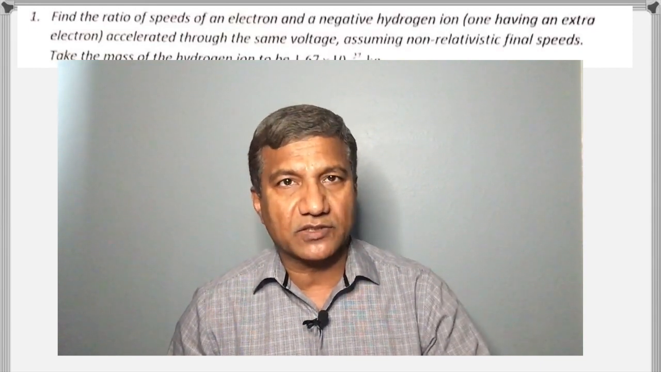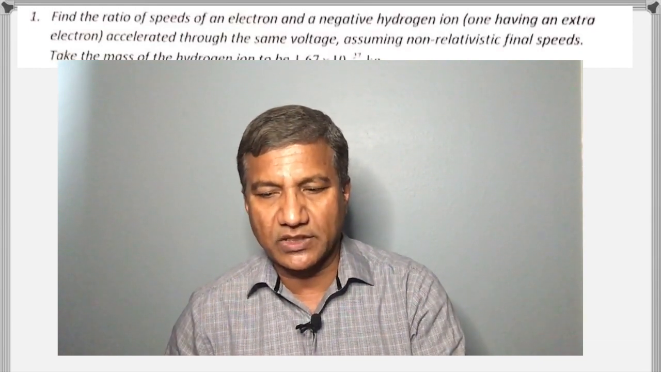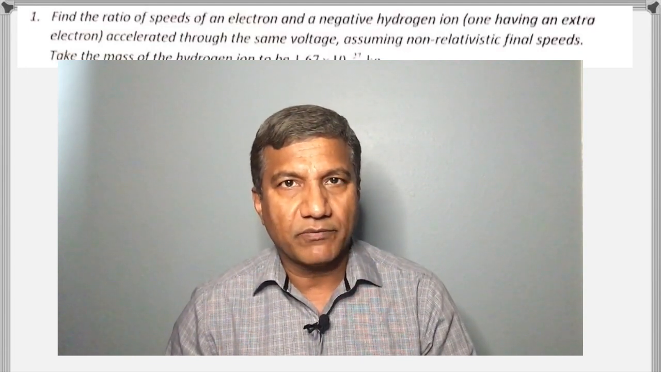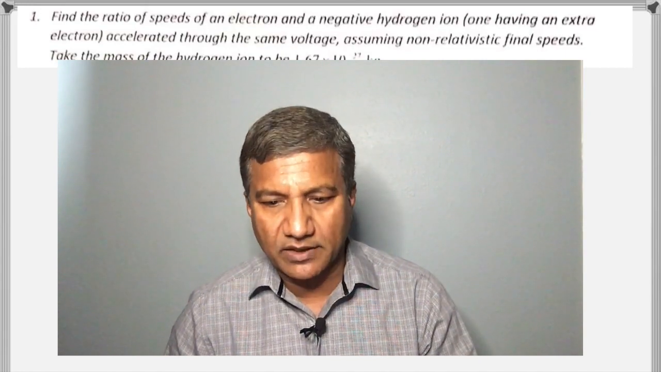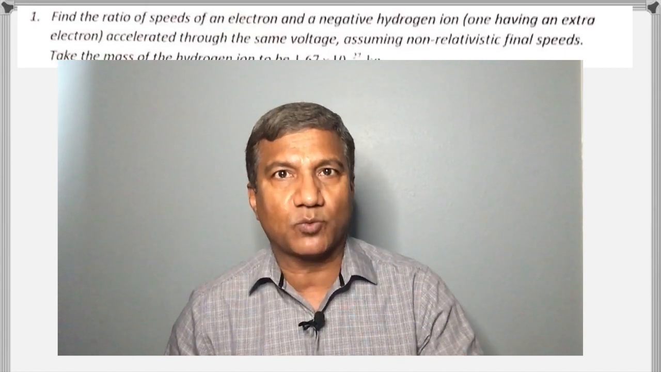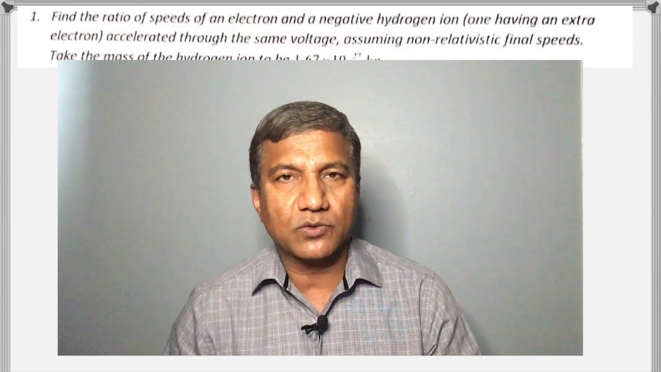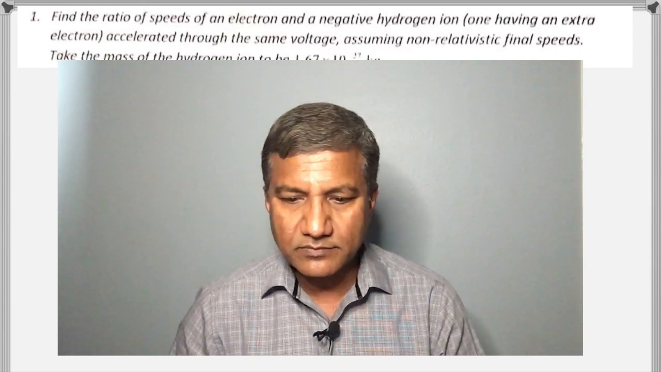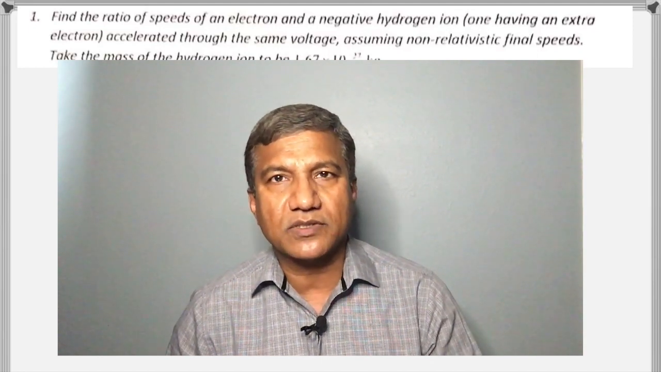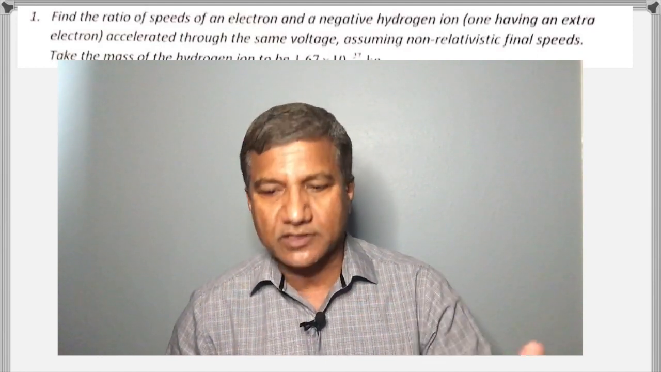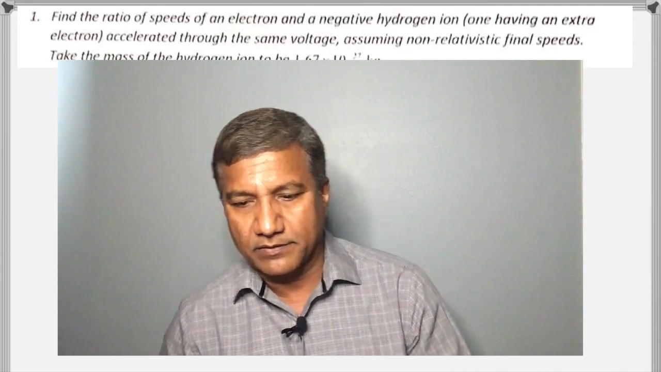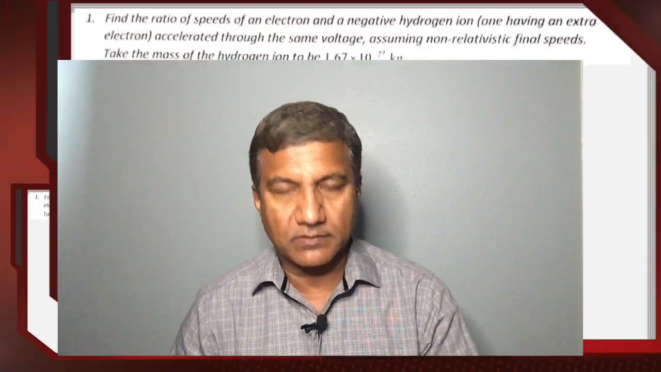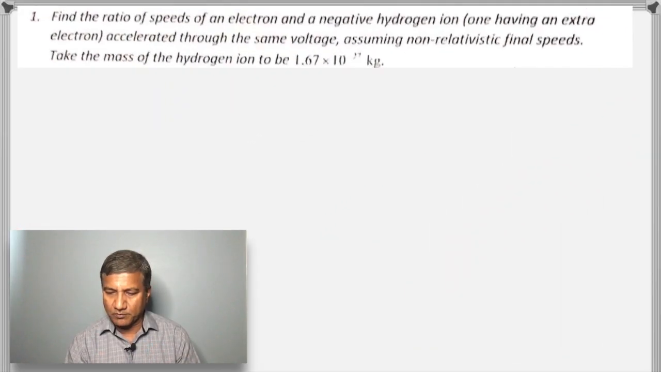So you have the electron, you have the hydrogen ion, and both of them are equally charged. Why? Because the hydrogen ion actually has one extra electron. So their charges are equal and equal to that of an electron. And they are both accelerated through the same voltage. And you're asked to find the ratio of the speeds. How do we work this problem out?